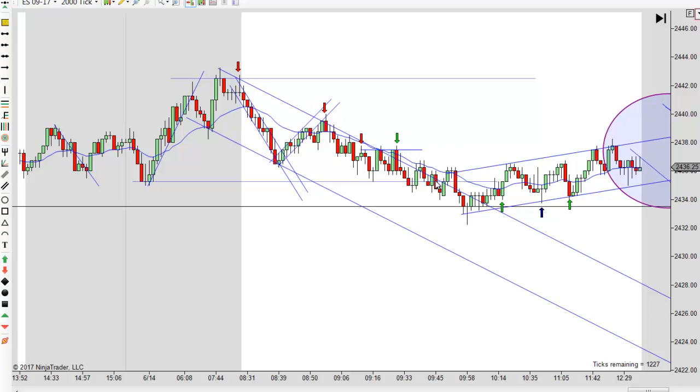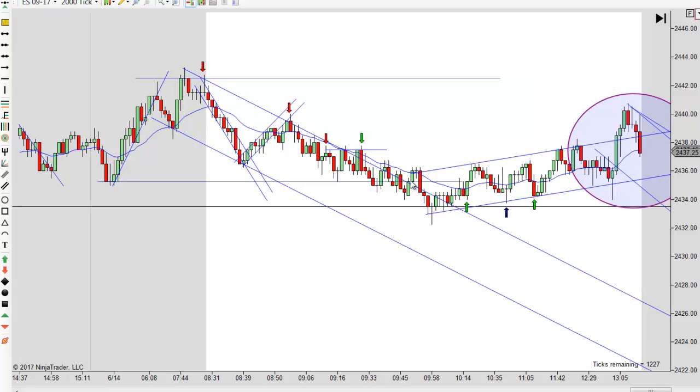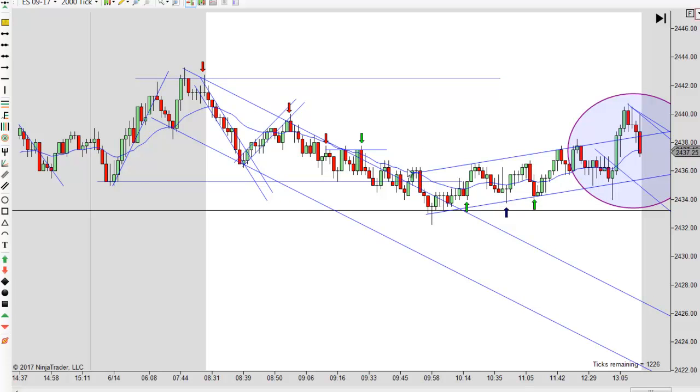It does push down and goes a little further, but notice how it's just going back and forth across that support resistance area right there. It can't get back through the EMA, so that's a good sign.